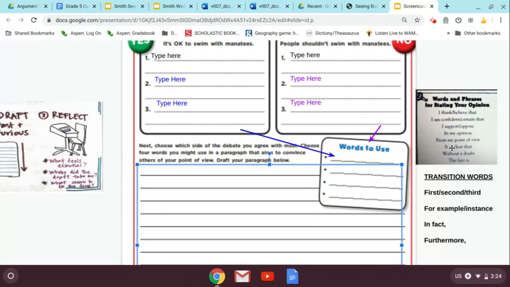Maybe they were taught. So I also included some transition words, words for stating your opinion. Okay, so that's where I'm going to start. I'm going to look over here. I am confident. I think. I believe. In my opinion. Okay, that's where I'll start.